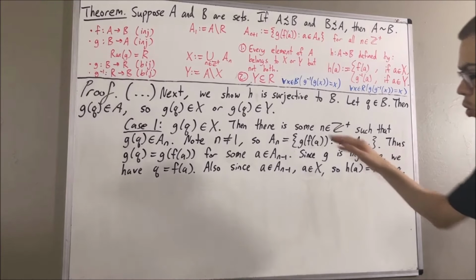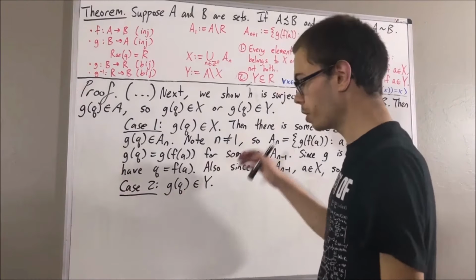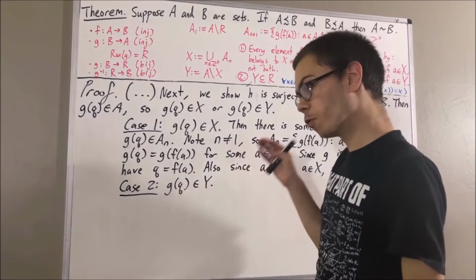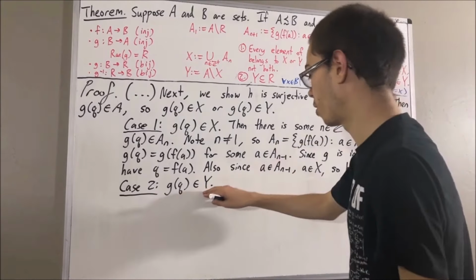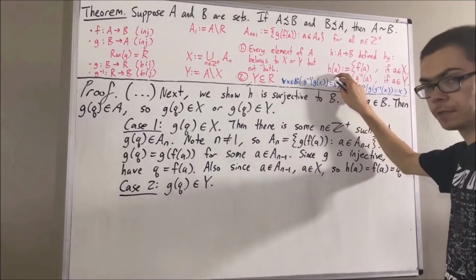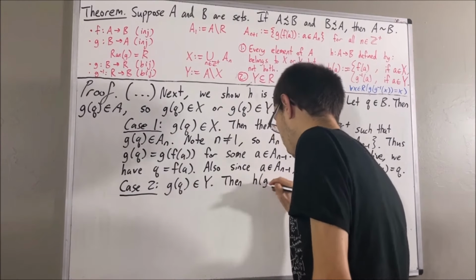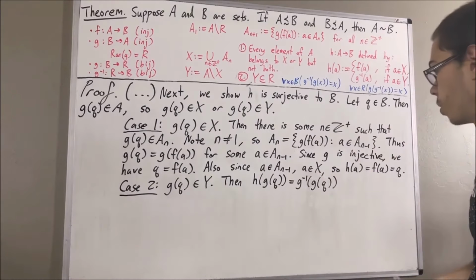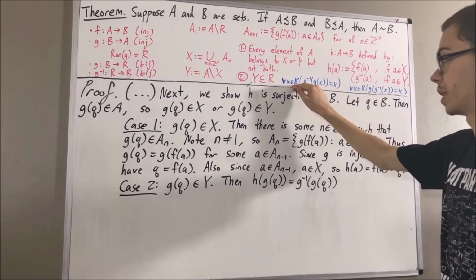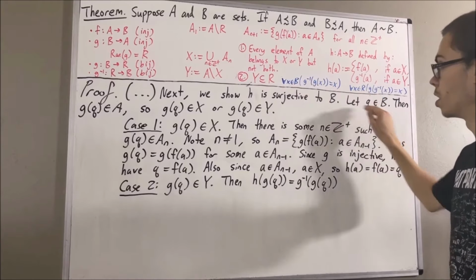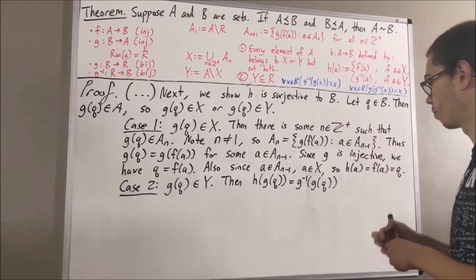Now let's move on to case two, where g of q is an element of y. Well, we know that g of q is an element of A, so if we take g of q and send it into the function h, well, since g of q is an element of y, we have that h of g of q is equal to g inverse of g of q. But since q is an element of B, we know that this is true for all elements in B, so it must work for q. So taking x to be q, we have that g inverse of g of q is equal to q.